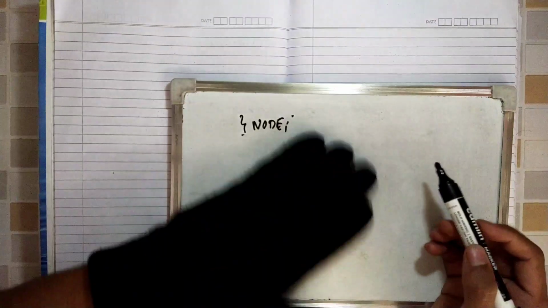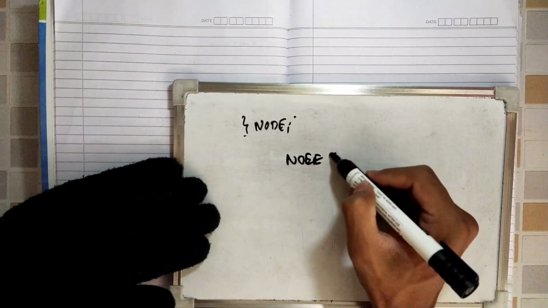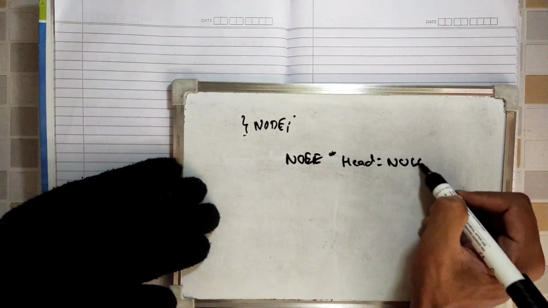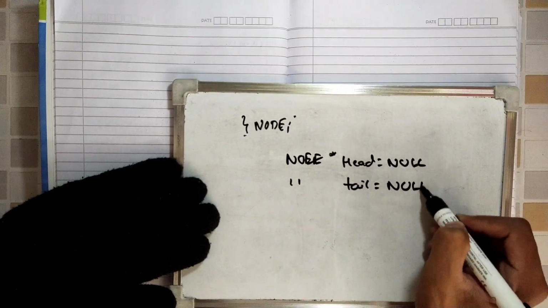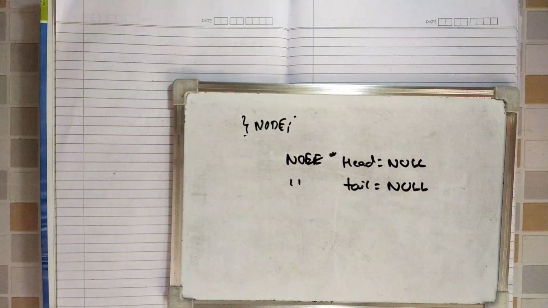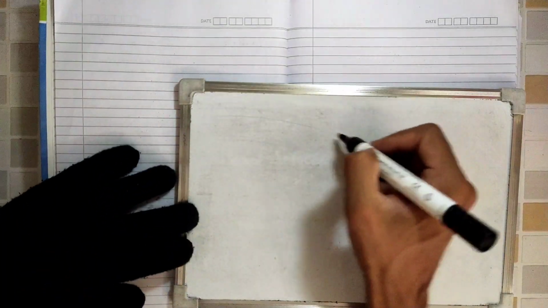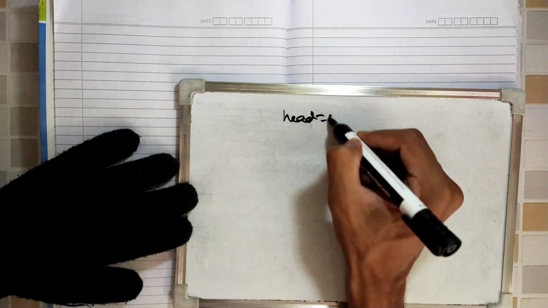But make sure what you write, you have to make it a pointer itself. Node star head equals to null. Same thing, tail equals to null. This is important. Okay, why is this important? Because initially this will be null itself. While creating, in create we won't be using head and tail, but in insertion we will be using them. So now suppose there is no node, how will we say head is equals to null?